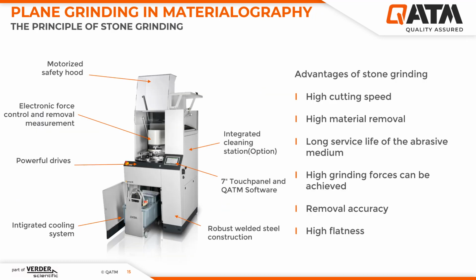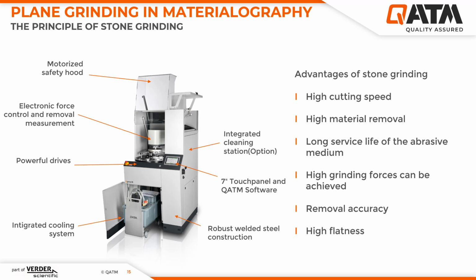How is a stone grinding machine designed? It has a very stable and low vibration machine design. Powerful drives drive both the stone and the polishing head. During the grinding process, the force is electronically controlled and the removal measurement system measures the material removal. An integrated cooling system is necessary for the grinding process. The process is controlled and monitored by control software.